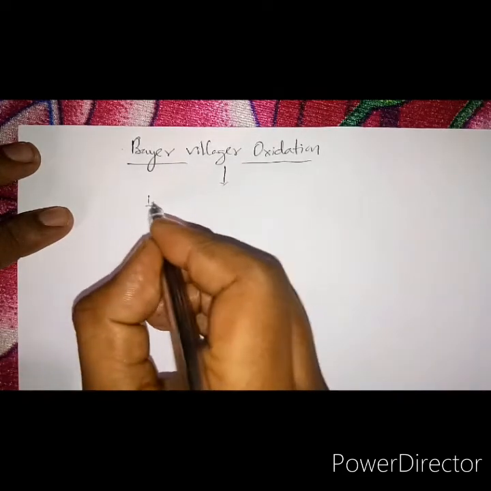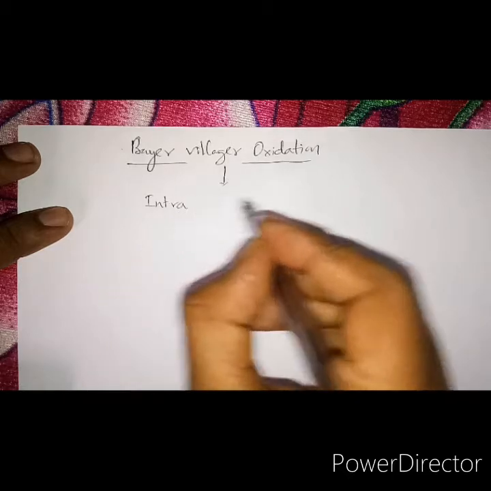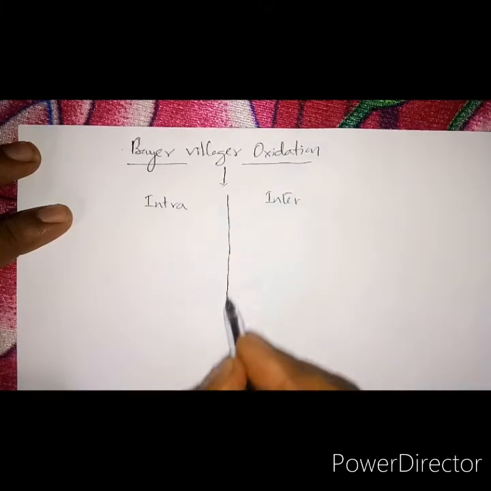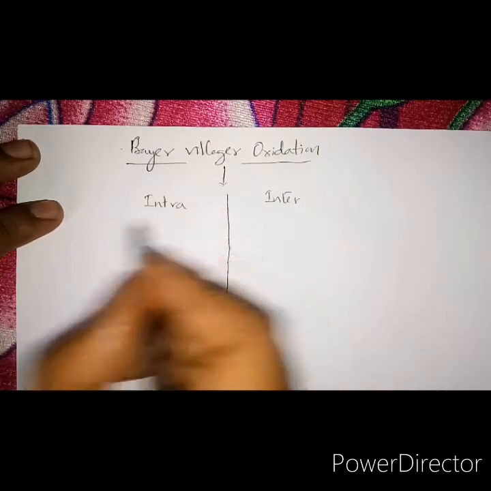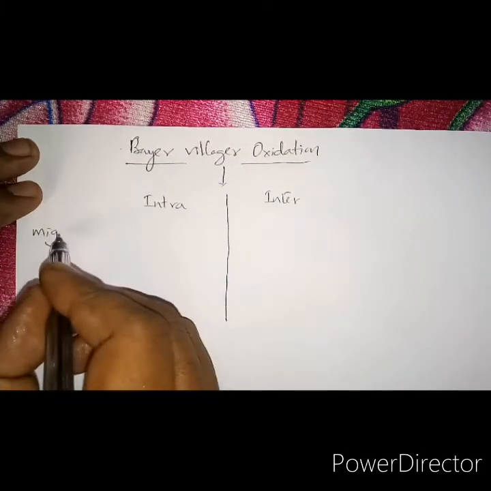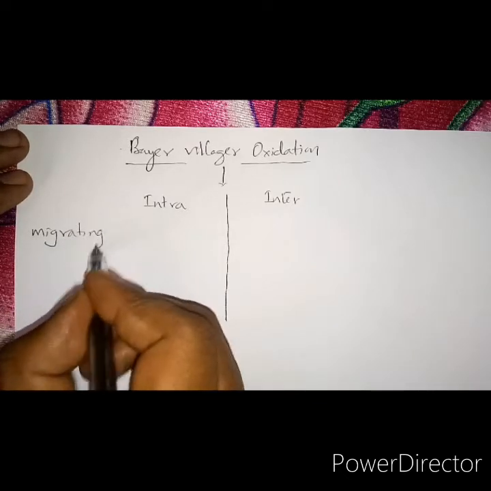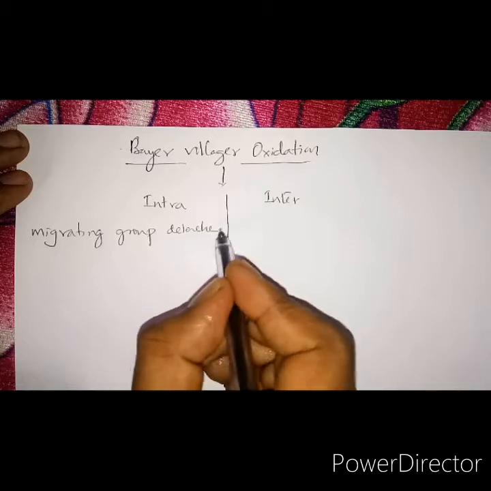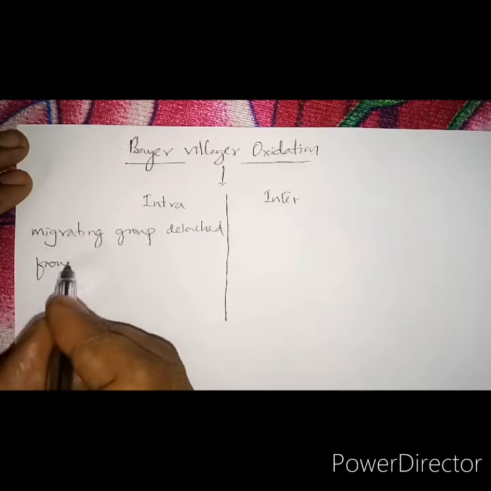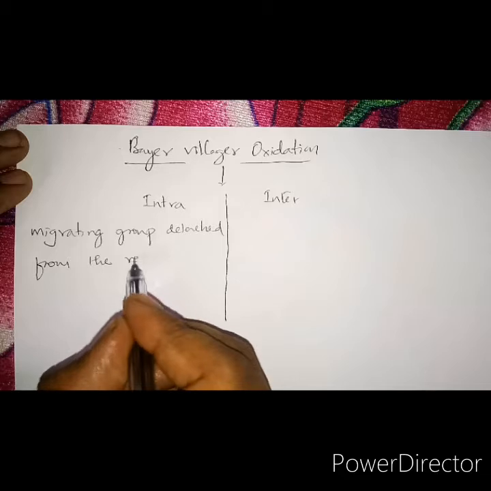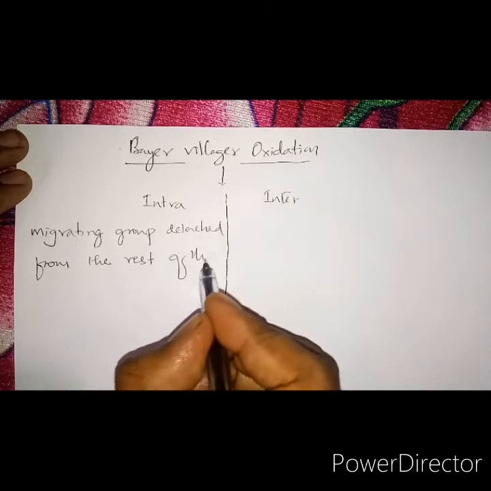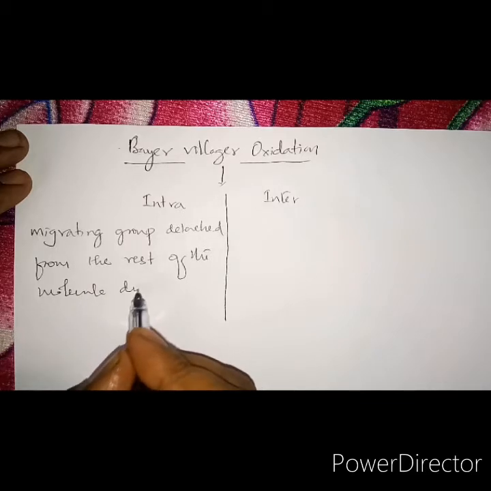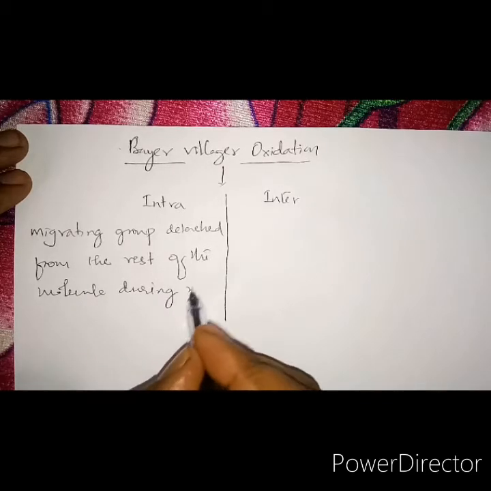It is intramolecular or intermolecular rearrangement. So if it is intramolecular rearrangement, the migrating group is detached from the rest of the molecule during rearrangement.